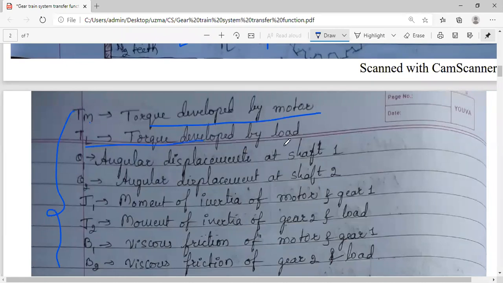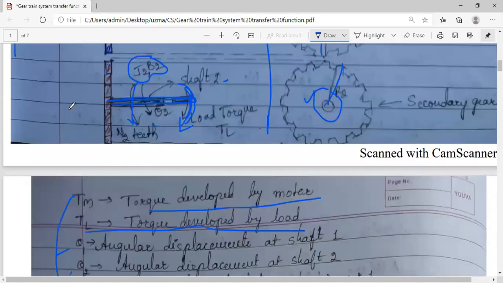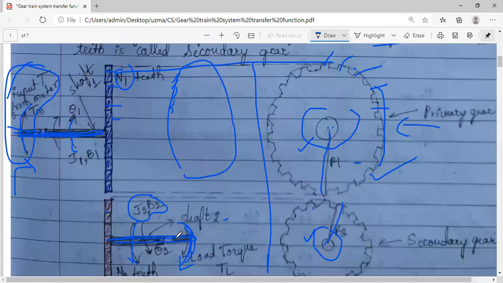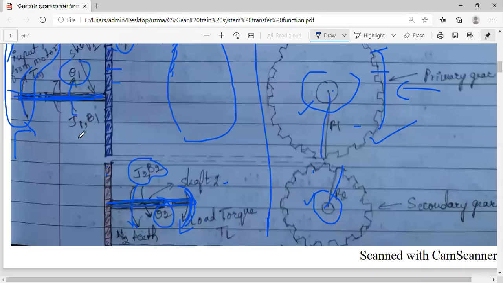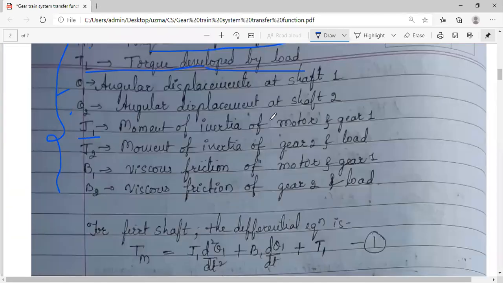TM is the torque developed by the motor, right? From the motor, we are getting the torque TM, and TL is the torque developed by the load. Theta 1, theta 2 are the angular displacements at shaft 1 and 2. You can see here, you have a theta 1 here, and you have theta 2 here. Angular displacements, दोनों opposite direction में हैं. J1 and J2 are the moment of inertia for motor, for gear 1 and for second gear and load.